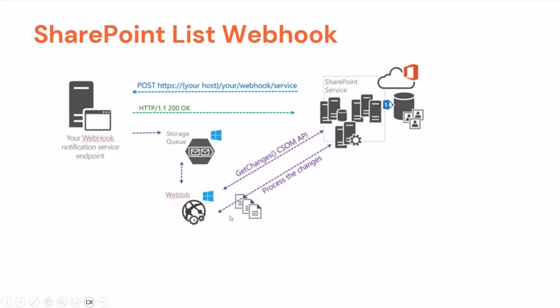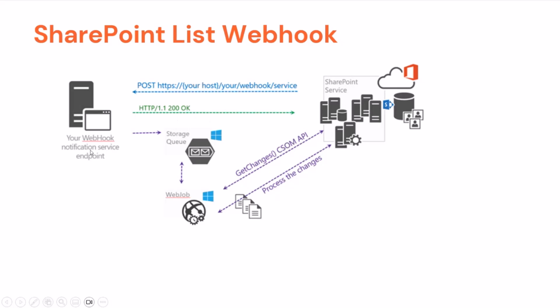So basically, this is your SharePoint List. Once changes happen, it sends a POST request to your custom webhook endpoint, which in our case is your function. Then within 5 seconds you validate the token and reply back, saying yes, this is a valid request, and here is my confirmation.